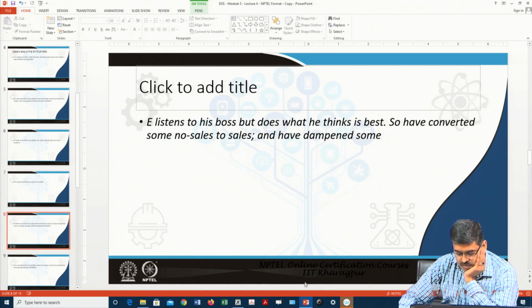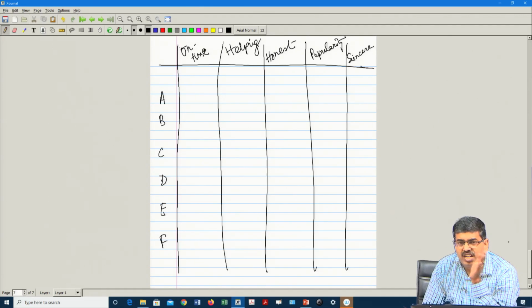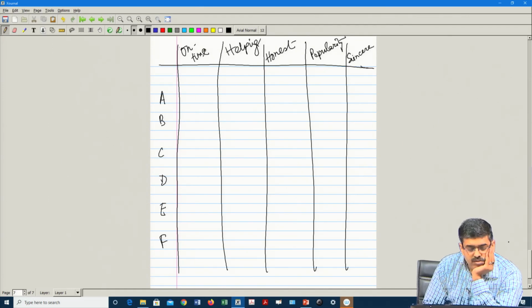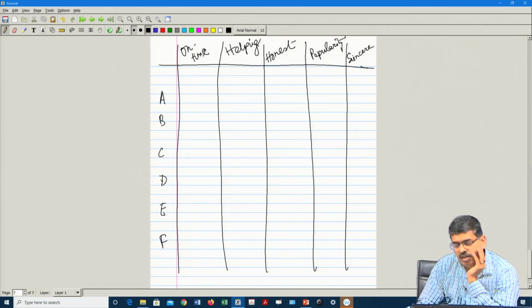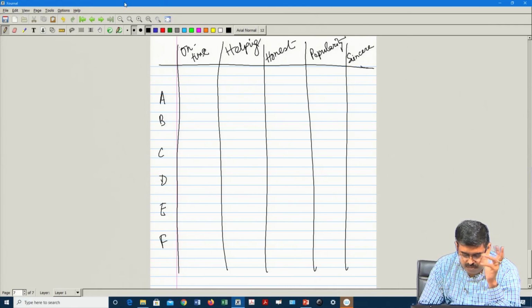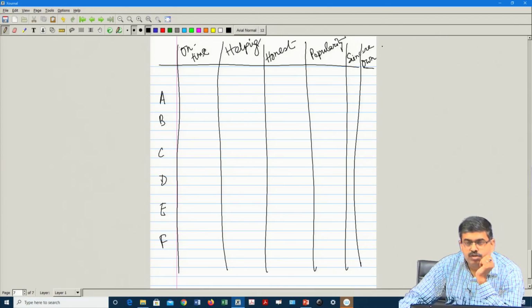E listens to his boss, but what he does is what he thinks best. So, let us see where to put E. I would say not a level headed person, but what criteria to give? I will say that he is a person who is on his own. Okay, so we can add one more column here, on his own.